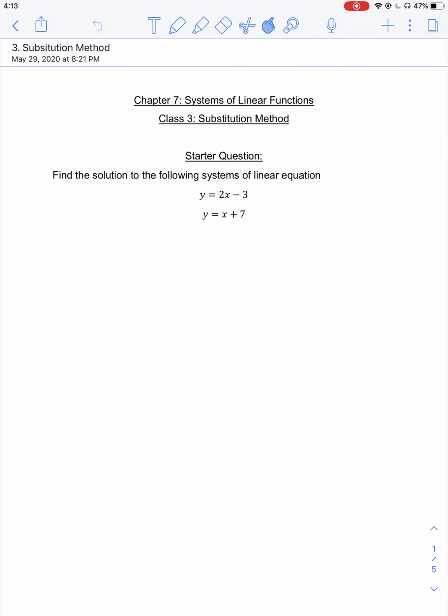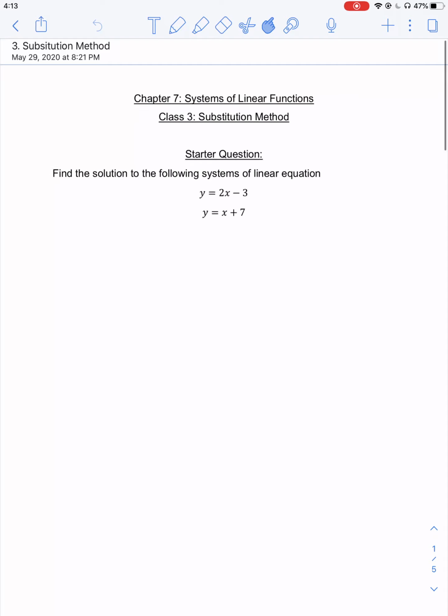All right, so this week we're gonna continue with finding the point of intersection. So solving linear equations, but I'm gonna show you different techniques. Now I know that I showed you one technique, the comparison method, and it's been a while. So for the starter question, I will ask you to do this question using the comparison method.